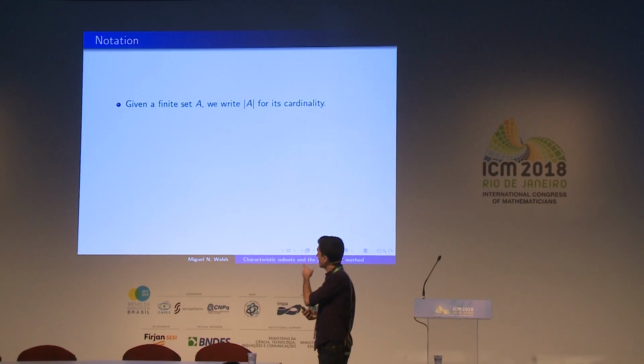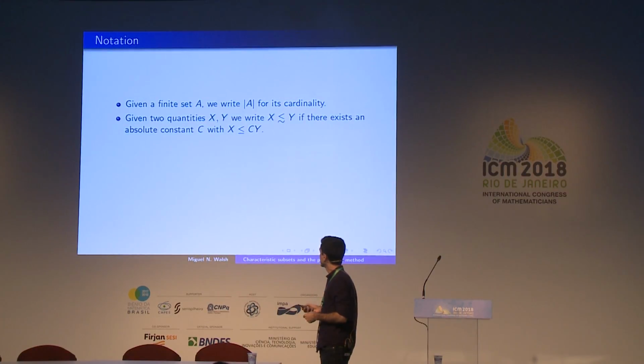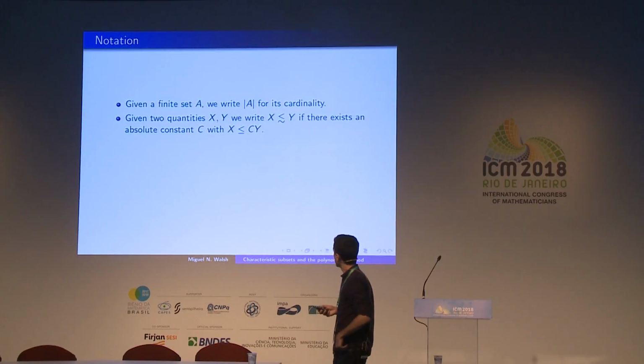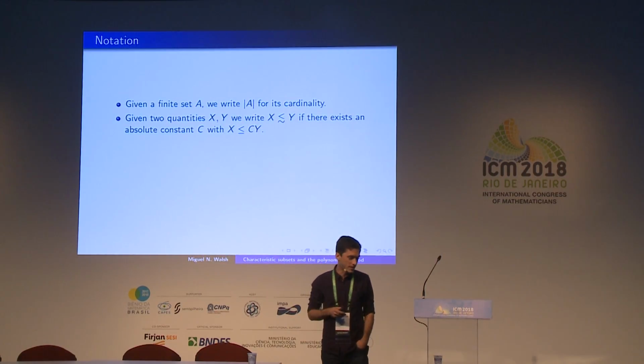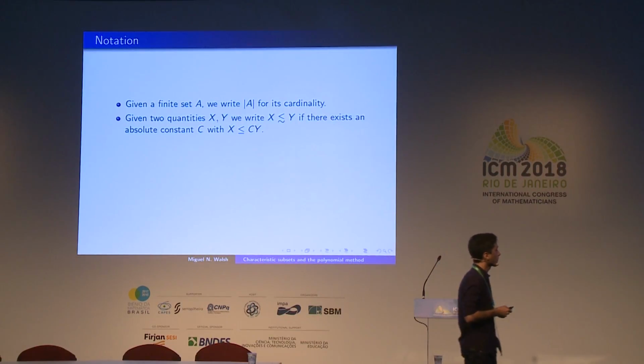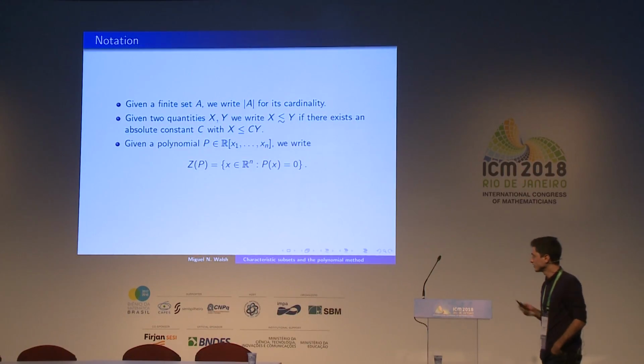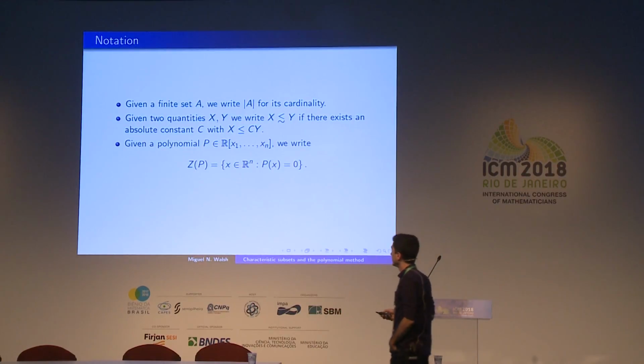First of all, given a finite set A, I will write this for its cardinality. Second, I will use this asymptotic notation. Given two quantities x, y, we write this to mean that there exists an absolute constant c such that x is less than that constant times y. And finally, given a polynomial p, which in this talk will always have real coefficients, I will write Z(p) for the zero set of the polynomial, the set of points x in R^n such that this polynomial vanishes. So this is all basic notation.